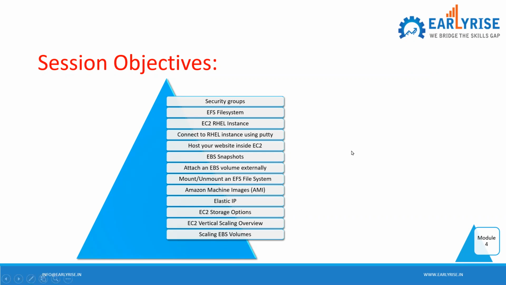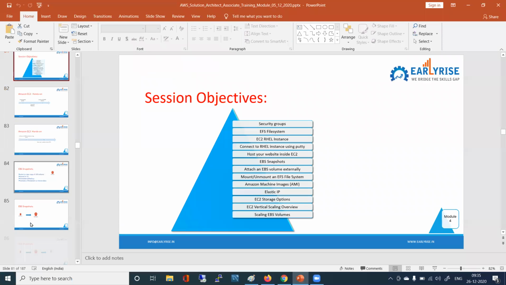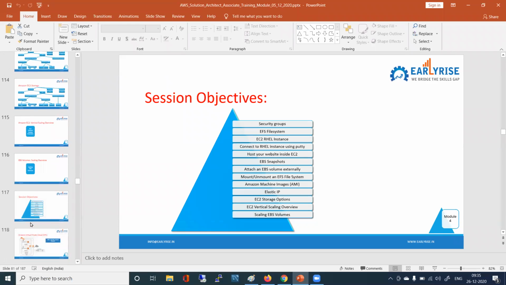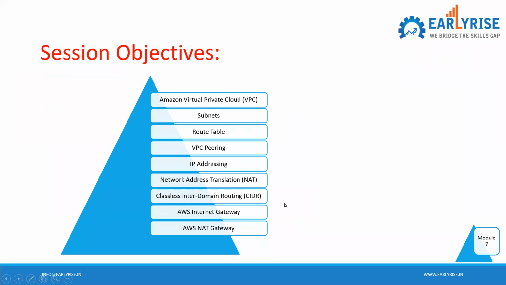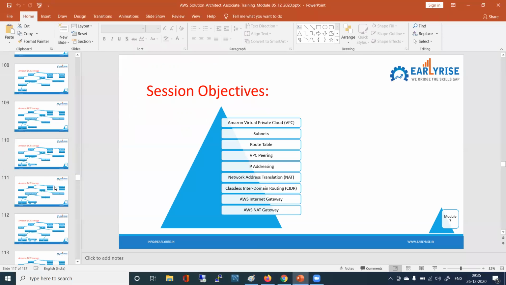And once we are done with that, we will look at a few more topics related to networking. That would be VPC, and then the various other components related to VPC: subnets, route table, VPC peering, IP addressing, NATing, classless inter-domain routing, CIDR, AWS Internet Gateway and NAT Gateway.